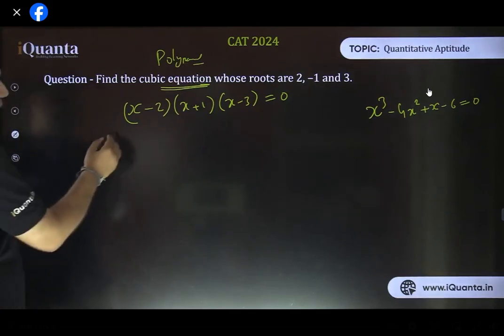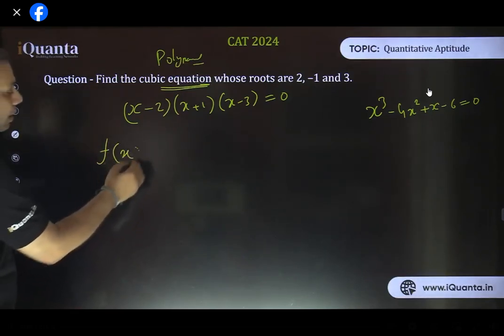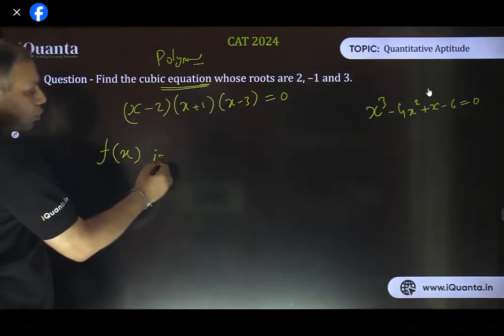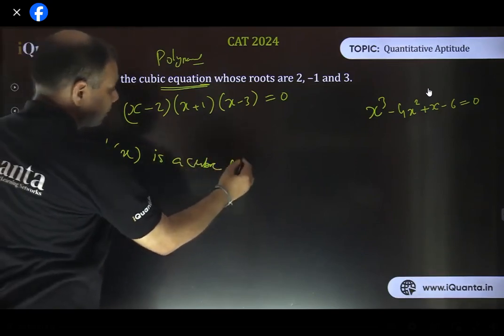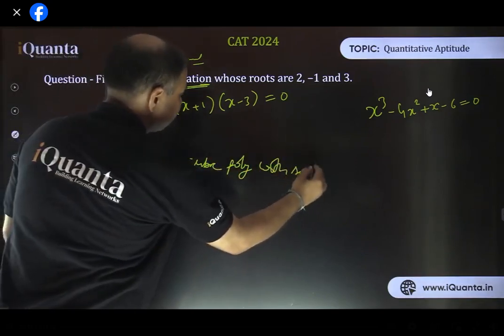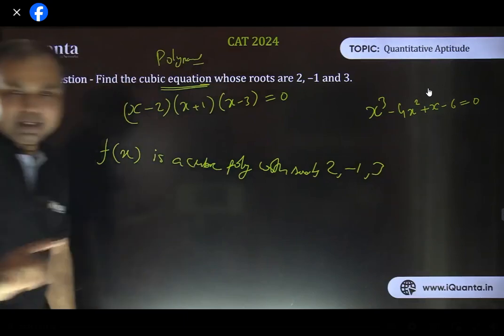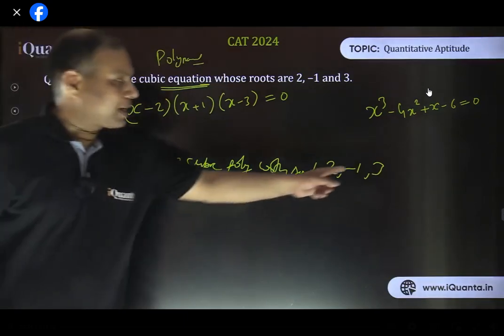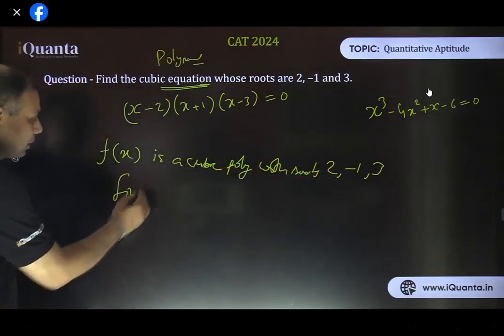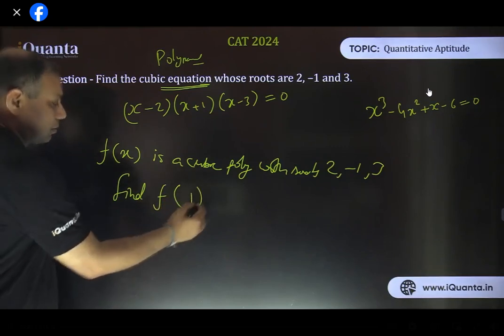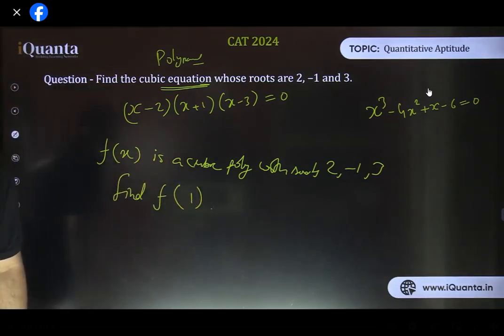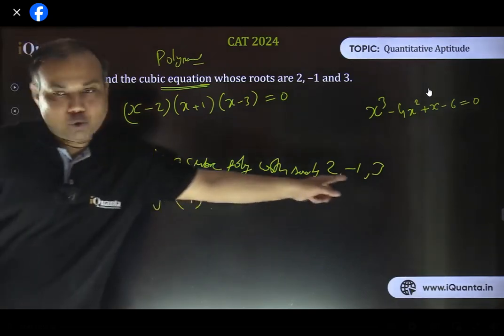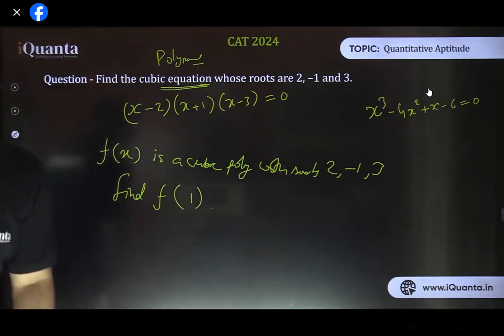Suppose the question would have been that fx is a polynomial. Fx is a cubic polynomial with roots 2, -1 and 3. See, this is the question. So now the question says find f of 1. Now everyone please tell the answer. Fx is a cubic polynomial with roots 2, -1 and 3. So find f1. What will be f1?